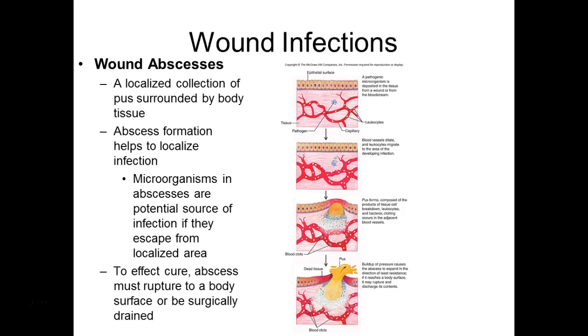To effect a cure, abscesses must rupture to a body surface or be surgically drained. And so this is a problem where you don't necessarily want to deal with some of these things yourself. You've got to go into a doctor's office. You need to have it lanced cleanly, cleaned properly, and done with clean instruments. Because the pus is bacteria and dead neutrophils, it could be a source of infection for other parts of your body as well.